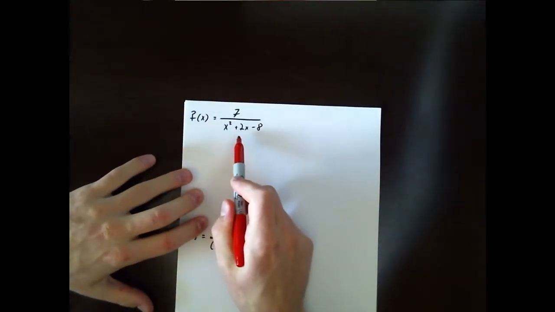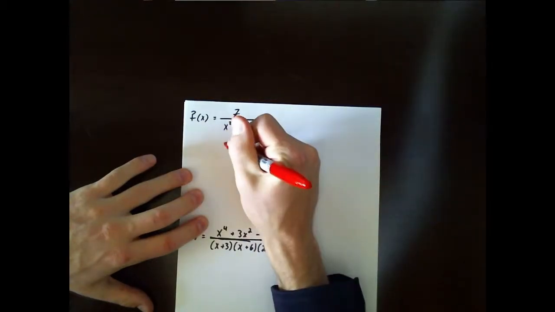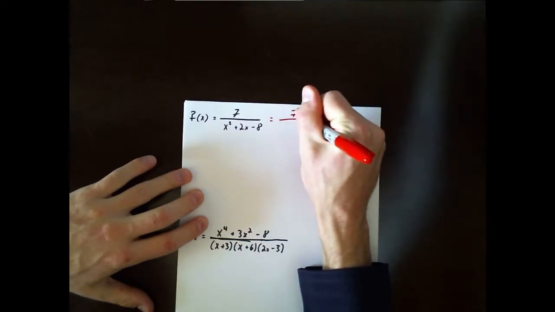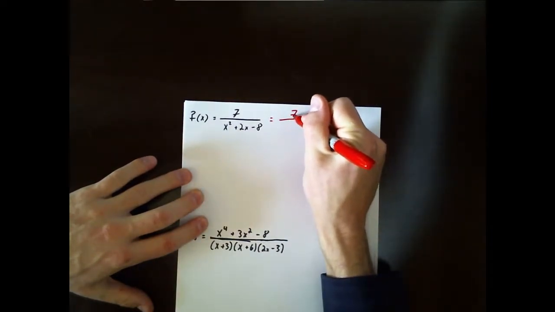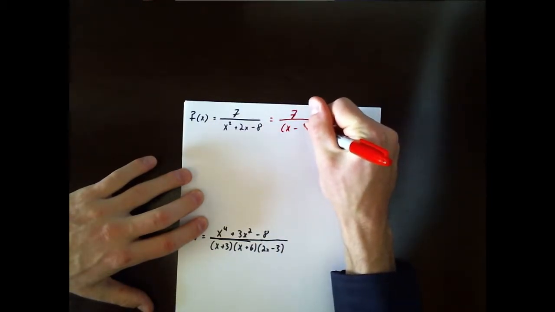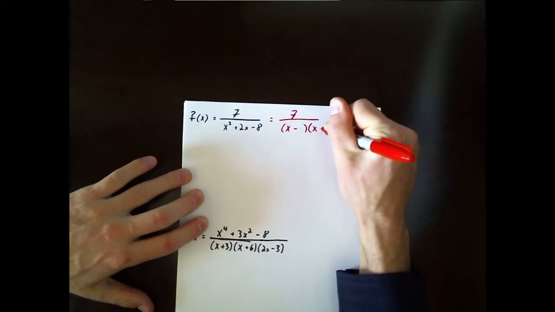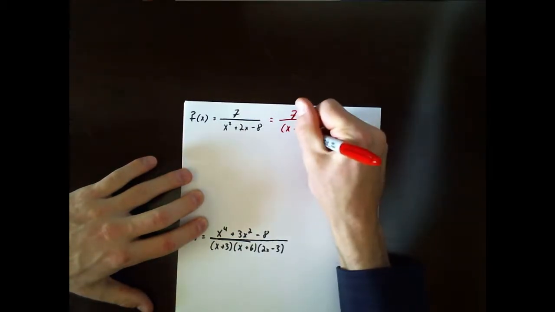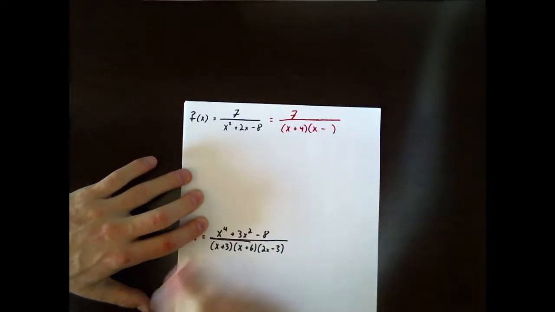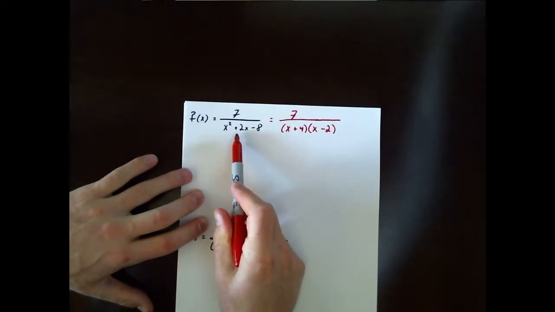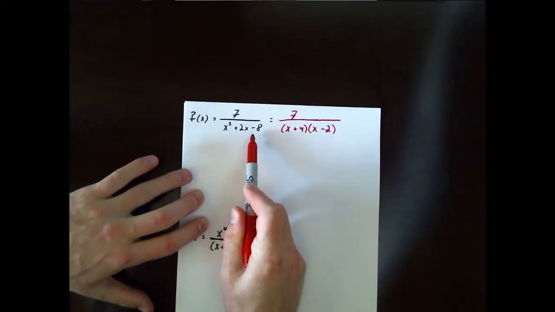So x squared plus 2x minus 8, that's going to factor down. So I'm just going to rewrite our function here. We're still going to have 7 on top, but our denominator is going to factor down into x plus or minus something times x plus or minus something else. And it looks like it's going to be x plus 4 and then x minus 2, because we want numbers that are going to add to positive 2 and multiply to negative 8.